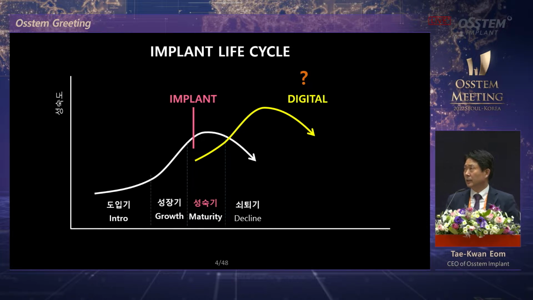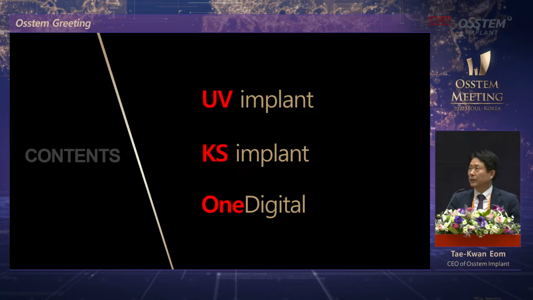What about other things other than digital? I believe there are many research activities going on, unlike in Osstem, trying to find another cycle. And then we are actually failing in many attempts in such efforts. And I'm going to share my thoughts on this.